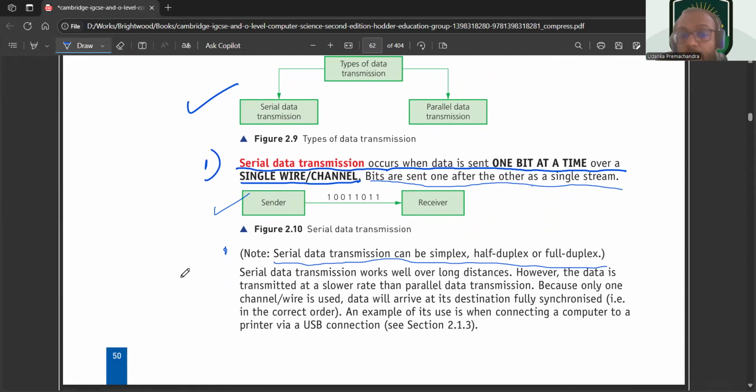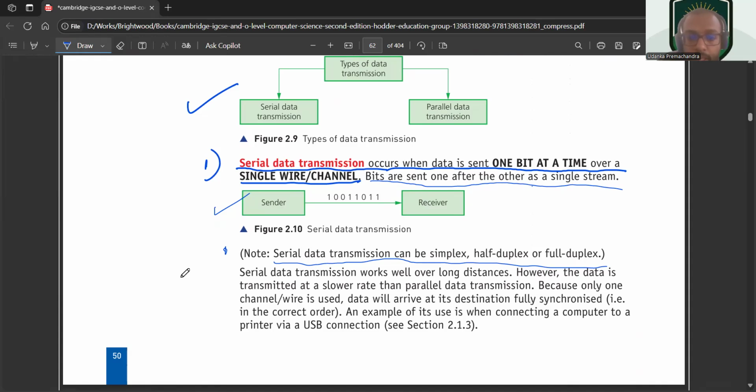Serial data transmission works well over long distances. It can work for long distances. However, the data transmission rate is slower than parallel data transmission. When you compare with parallel data, it may be slow because only one wire, one channel, is used. Because of that, it may be a little slower.